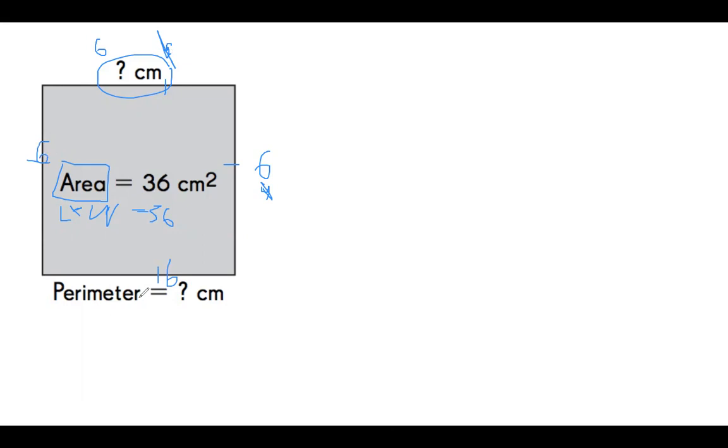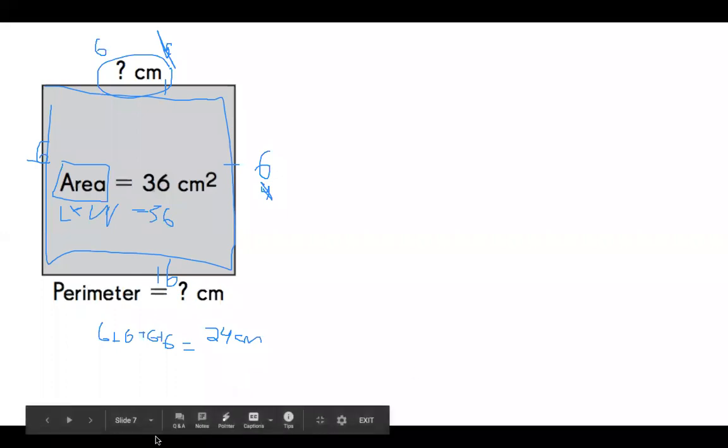Now for my perimeter, I just need to add up all the sides. I'm doing 6 plus 6 plus 6 plus 6, or I could do 6 times 4 to find the perimeter, which gets me to 24 centimeters is my perimeter for this shape. All right, we are gonna do one more problem.